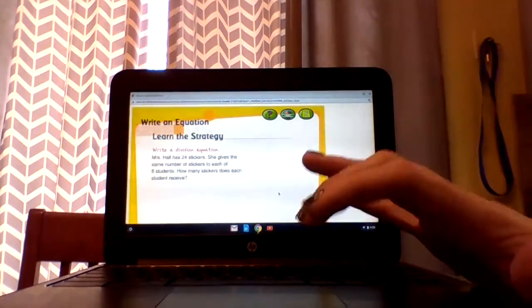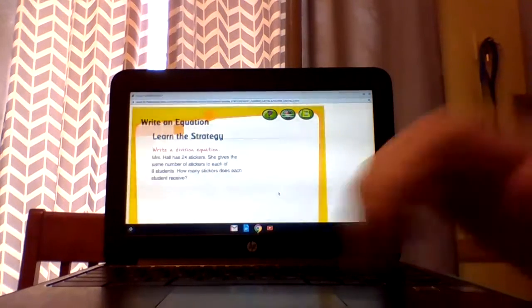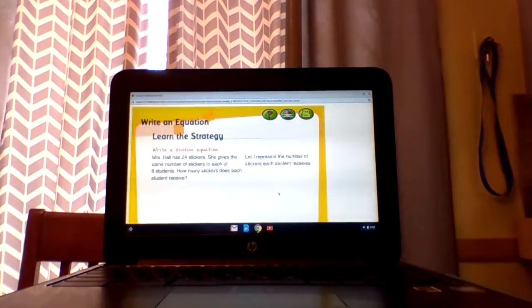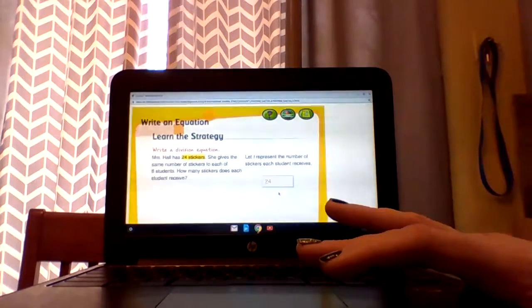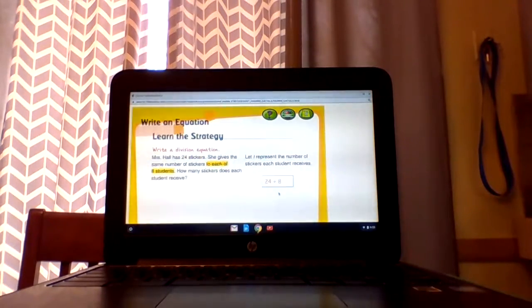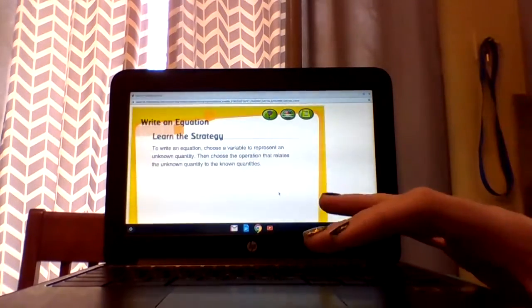And division. Mrs. Hall has 24 stickers. She gives the same number of stickers to each of 8 students. How many stickers does each student receive? So we'll use T to represent the number of stickers. How many stickers does each student get? We have 24 in total, divided by 8 students equals T. Think about division. 24 divided by 8 equals, that's right, 3.